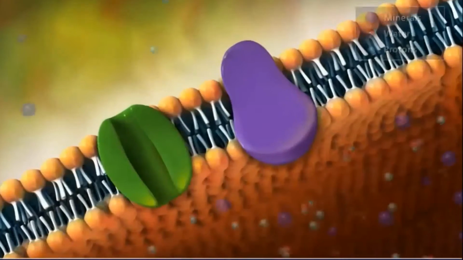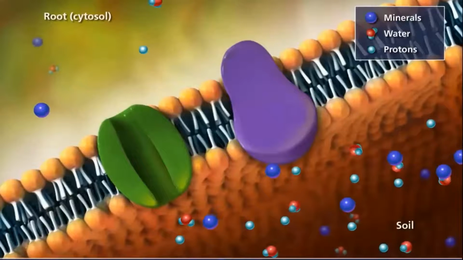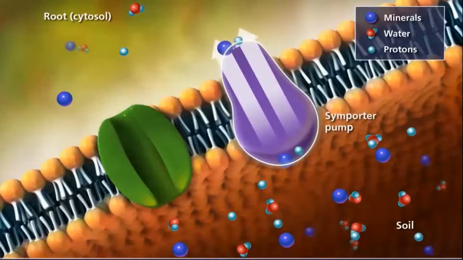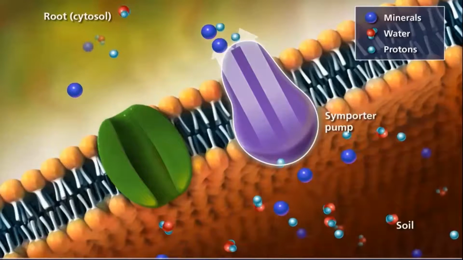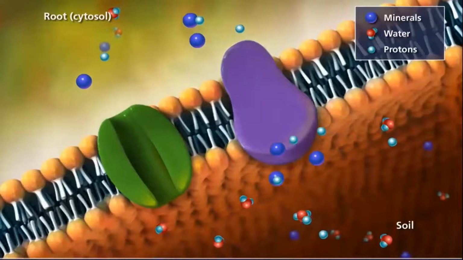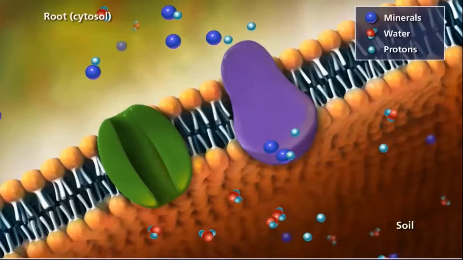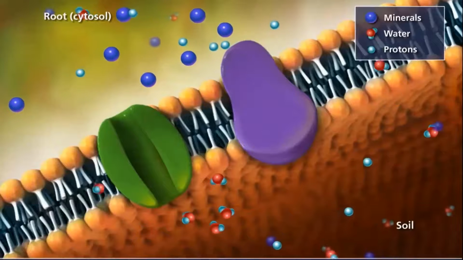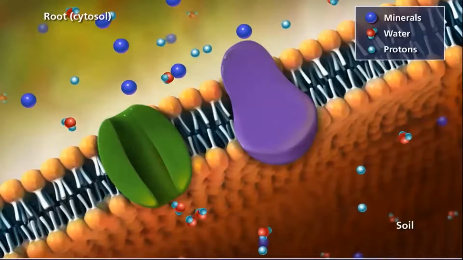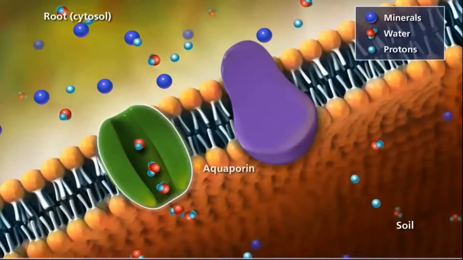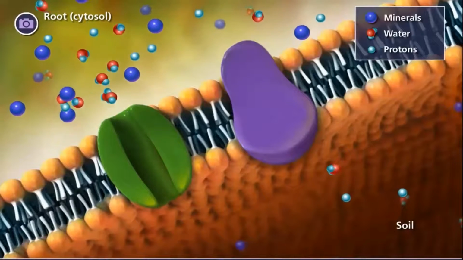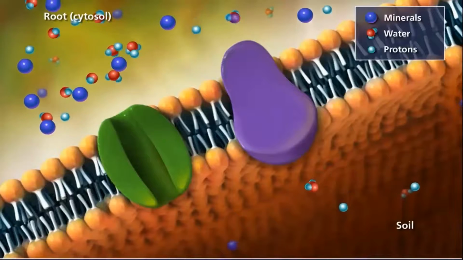Water enters the plant through the epidermal cells of the roots and travels into the xylem. Water potential in the cells of the roots increases when symporter pumps in the plasma membrane allow protons to pass into the cell, traveling down their concentration gradient. These pumps couple the transport of protons with the transport of minerals and other solutes into the cell. Water follows into the cell, driven by osmosis. The presence of aquaporin channels in the membrane enhances osmosis, allowing bulk flow of water from the soil into the roots.